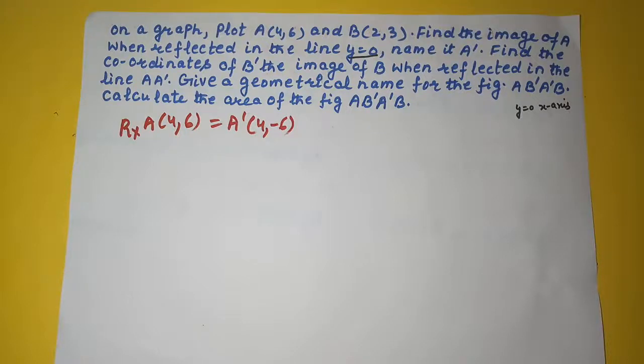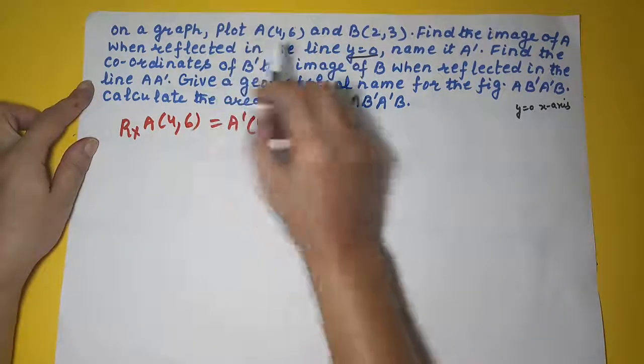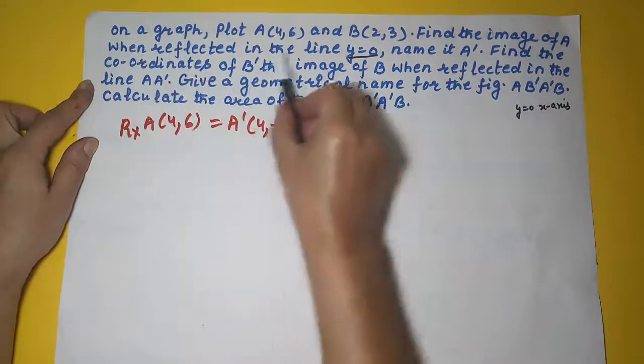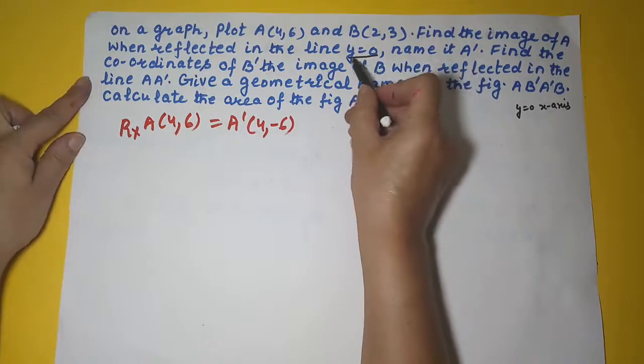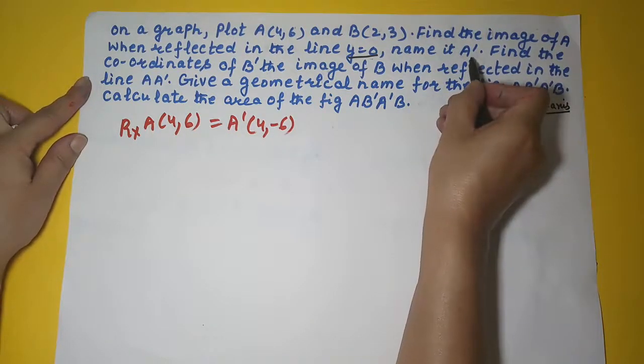We are continuing with the reflection. Here he is saying that on a graph, plot A (4, 6) and B (2, 3). Find the image of A when reflected in the line y equal to 0. So what is the line y equal to 0? It's always the x-axis. Name it as A dash.